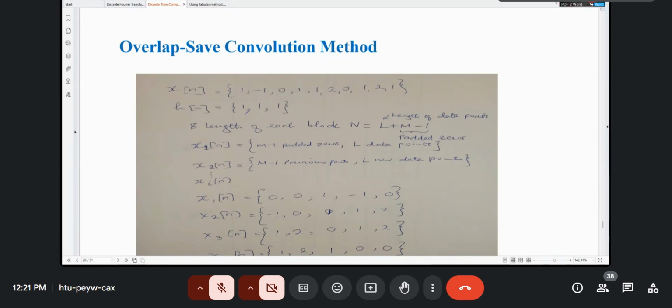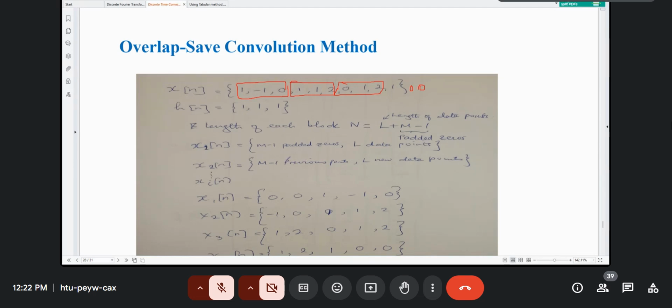Same sequence with the same h of n. So we have that. And so what we are going to do, when we are creating each of these sequences, we have decided to divide into the same length as the h of n. So we are going to have that and that, and then we are going to pad this one with 2 zeros. So that we have 3 samples.